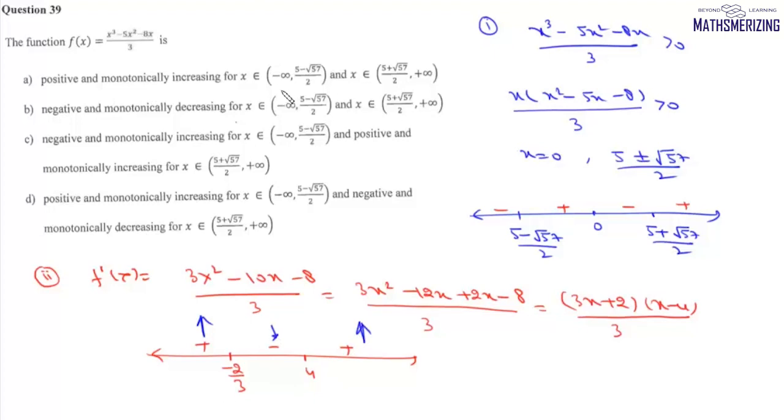So in this interval, when x is less than 5 minus root 57 by 2, this value is negative, and 5 minus root 57 by 2 is actually less than minus 2 by 3. So in that case, this function will be an increasing function. So this function will be negative and increasing in this first interval, which is minus infinity to 5 minus root 57 by 2, and then it will be positive and increasing in this second interval. So answer to this question is option number C.